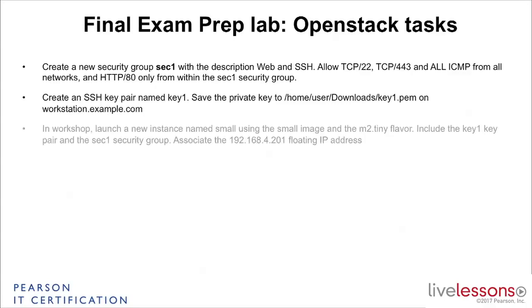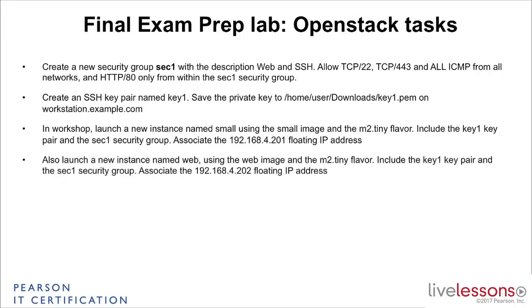workstation.example.com. In Workshop, launch a new instance named small using the small image and the m2.tiny flavor. Include the key1 key pair and the sec1 security group and associate 192.168.4.201 floating IP address. Also launch a new instance named web using the web image and the m2.tiny flavor. Include the key1 key pair and the sec1 security group. Associate the 192.168.4.202 floating IP address to this instance.